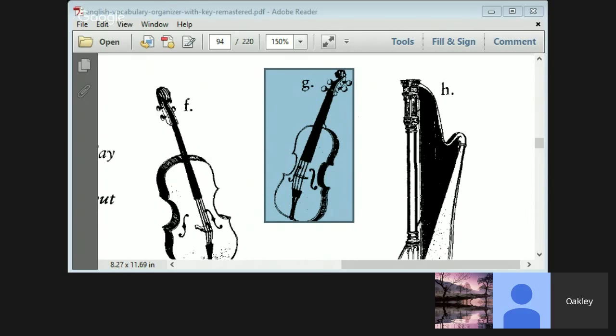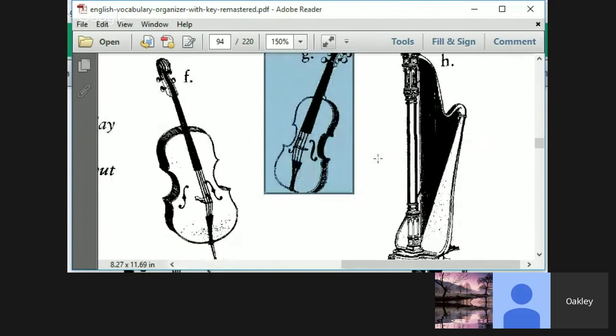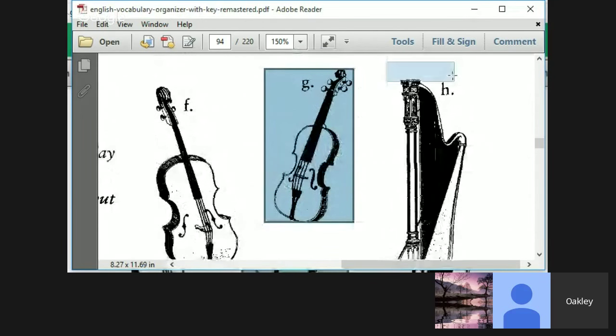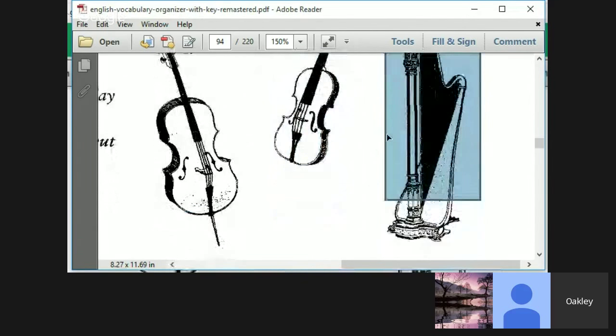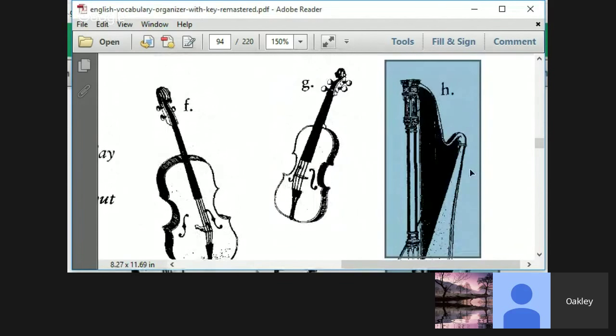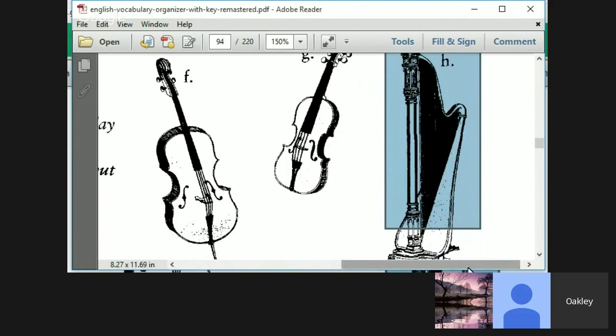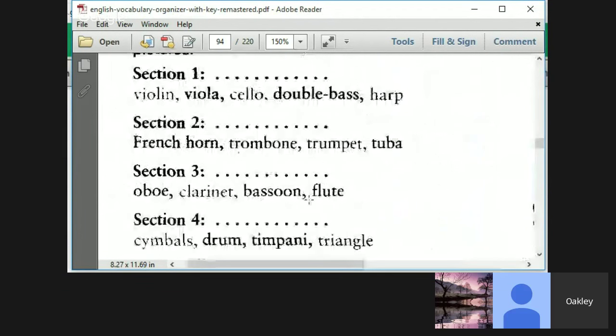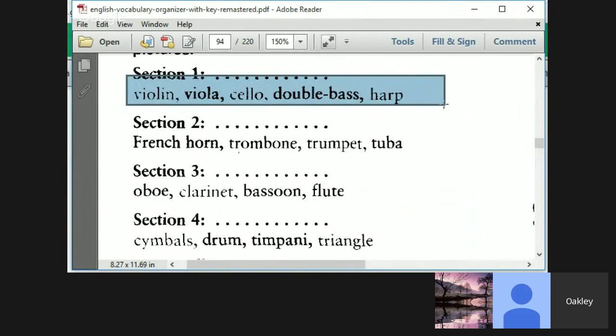Okay. Sam, how about H? Ooh, that's a beauty there. Sam, what is H? Let me think. What is this? It's very difficult. Sorry, I don't know. Okay, well, here, we'll give you some choices. Maybe a cello? No. Double bass? No.